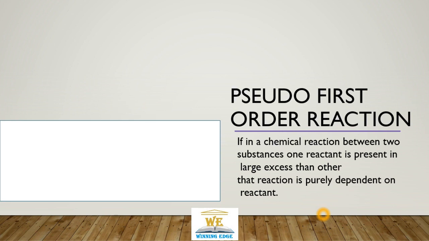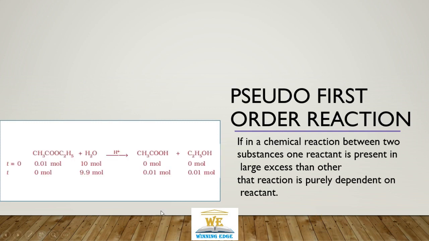The same analogy applies to the pseudo first order reaction. We lay our stress only on the one part that is present in a small quantity, not the second part, which is present in ample amount. Like here you see it's an ester, ethyl acetate. Initial concentration was 0.01 mole and water is somewhere around 10 moles. It happens under acidified conditions.